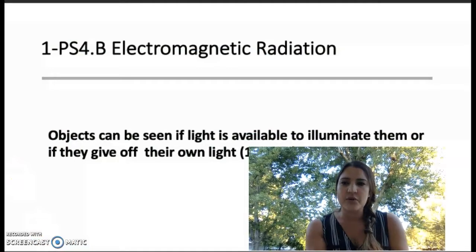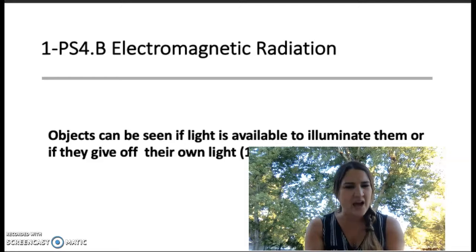So the standard that we're going to be introducing is 1-PS4.B, which is electromagnetic radiation. Objects can be seen if light is available to illuminate them or if they give off their own light. So I want you to think about that. I know it sounds a bit confusing, but think about what we know about rainbows. We've learned already that rainbows are a reflection of light off of water. But how? How is that possible?